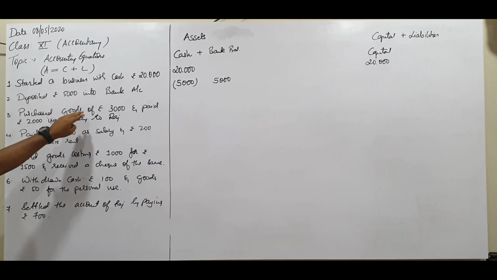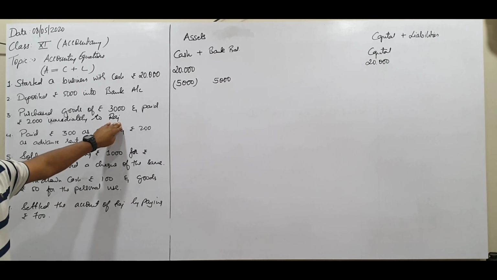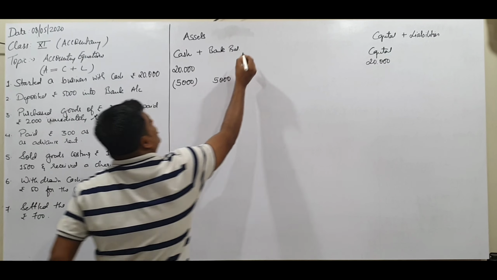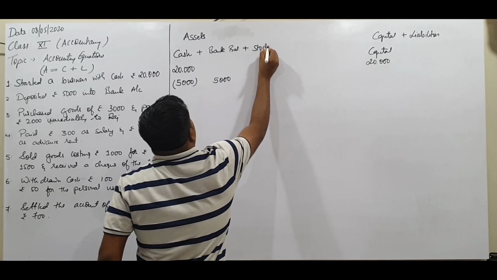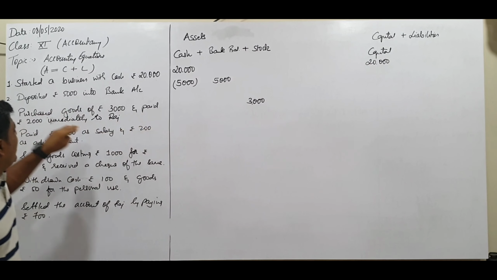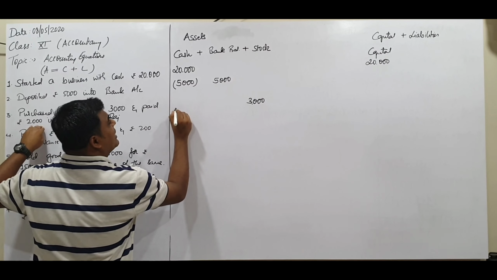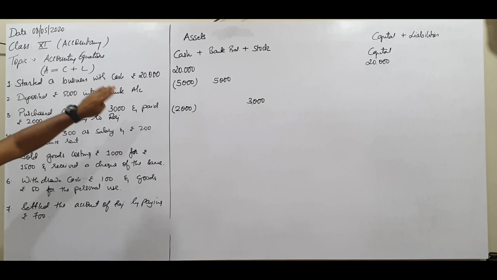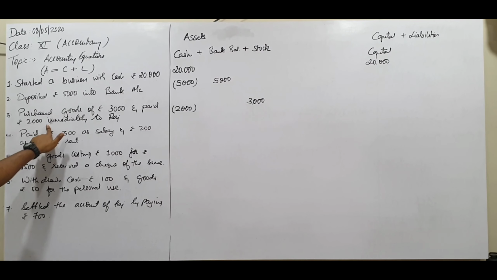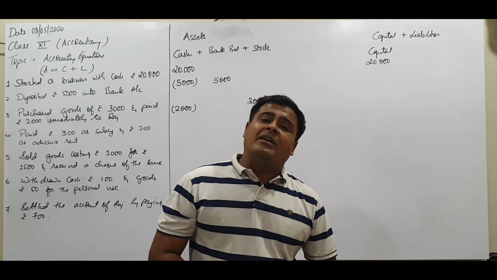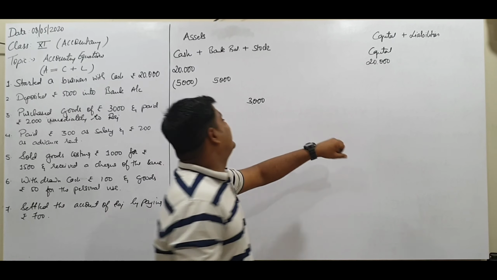Third one is purchased goods of rupees 3,000 and paid rupees 2,000 immediately to Raj. The business has purchased rupees 3,000 of goods from Raj. So let us add the stock. Stock is 3,000 added from Raj, and we paid rupees 2,000 immediately. So cash is reduced from the business by 2,000. Now 1,000 is still to be paid to Raj. So the person who has sold us goods on credit is a creditor. So it will increase the liability.